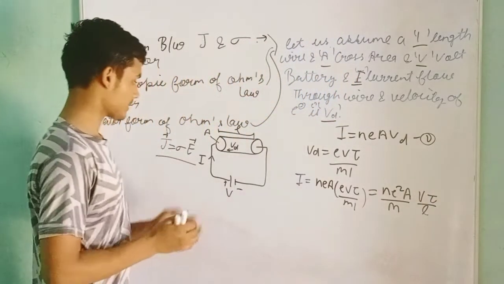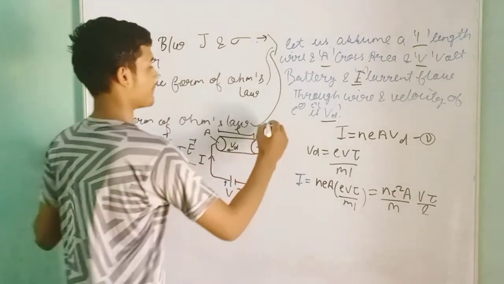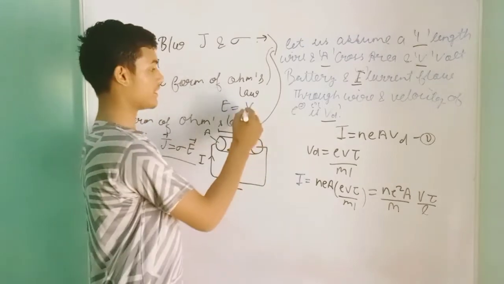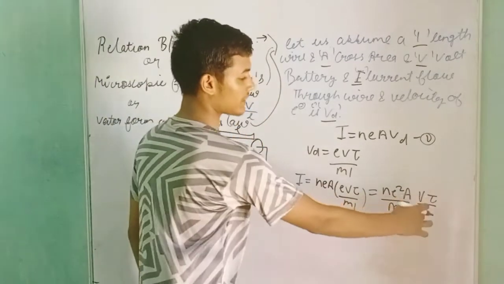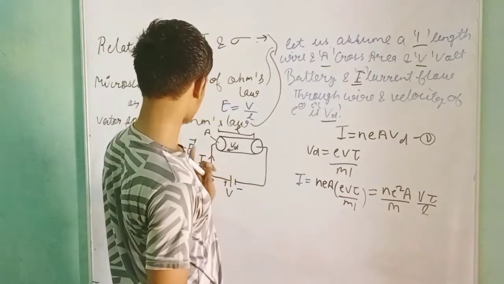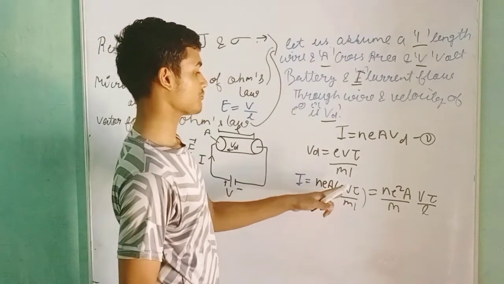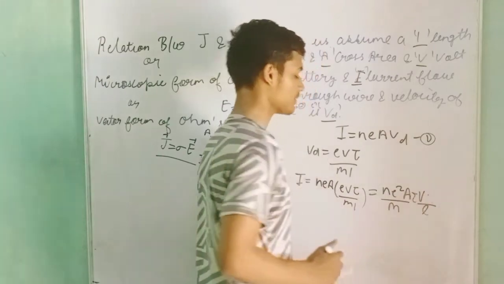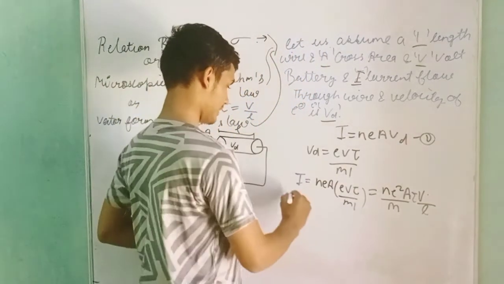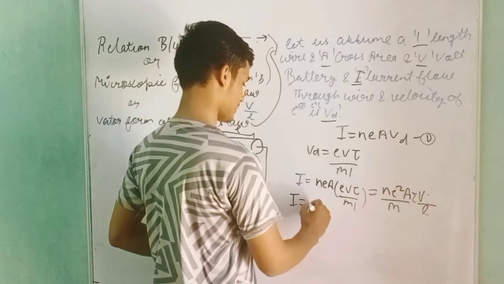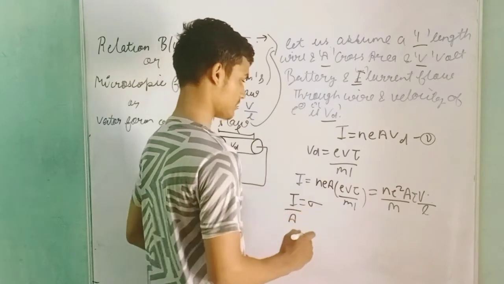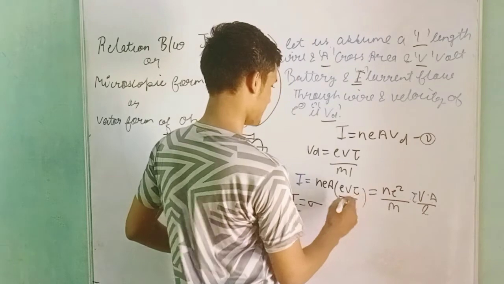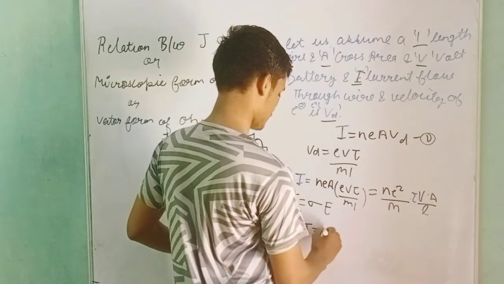So E, what is E? E is equal to the potential of the battery V upon the length L. So V upon L is E. So here J becomes this, and n e squared τ upon m, which is sigma. So I is equal to sigma, and A comes here. We have to take A sigma and V upon L is E, so J is equal to sigma E.